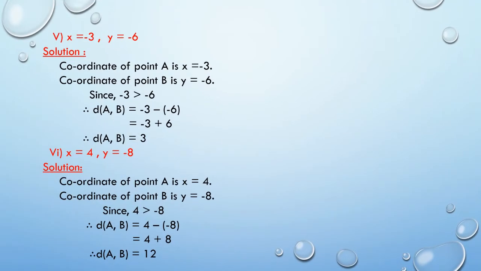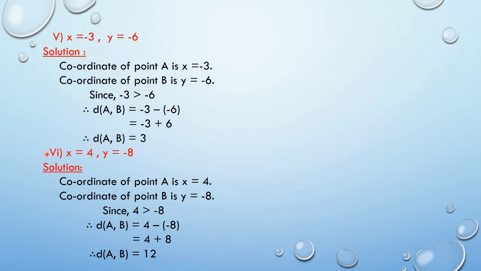Question number 5. x is equal to -3 and y equal to -6. The solution: the coordinate of the point A is x equal to -3 and the coordinate of the point B is y, that is equal to -6. Then which number is the greater number here? -3 is greater than -6. Therefore, the distance of AB equals the greater number minus the smaller number, that is -3 minus -6, that is equal to -3 plus 6 is equal to 3. Therefore, the distance of AB equals 3.